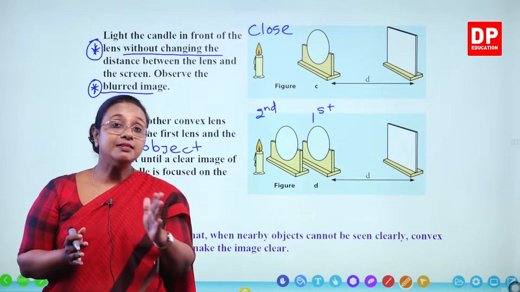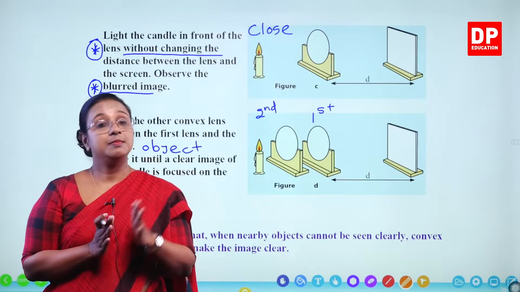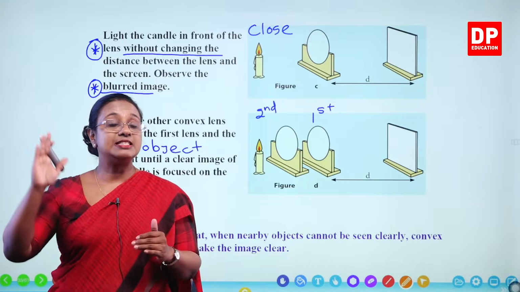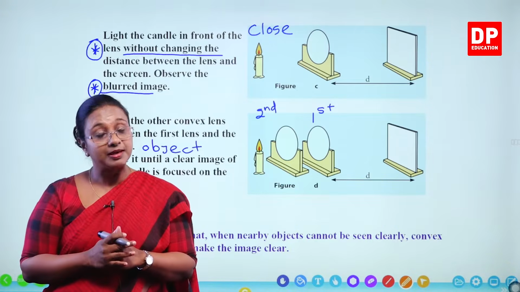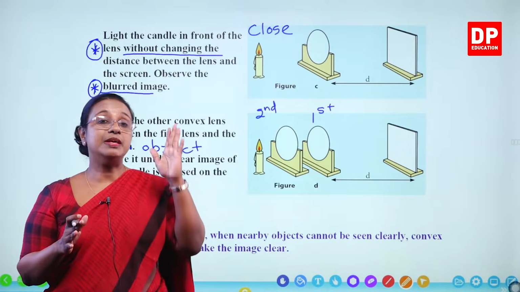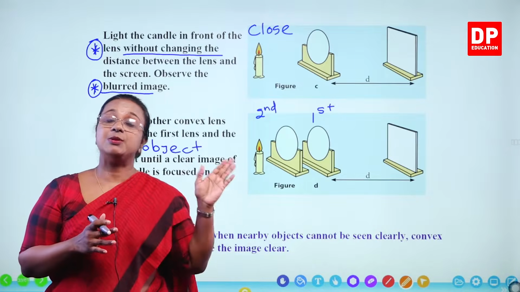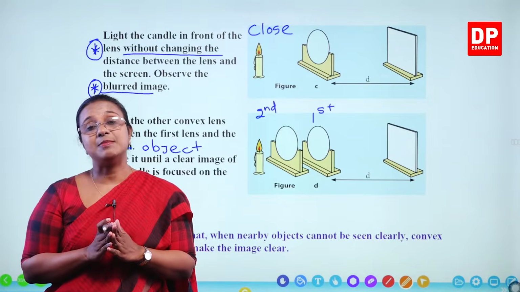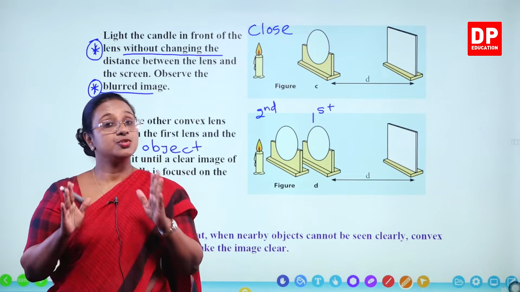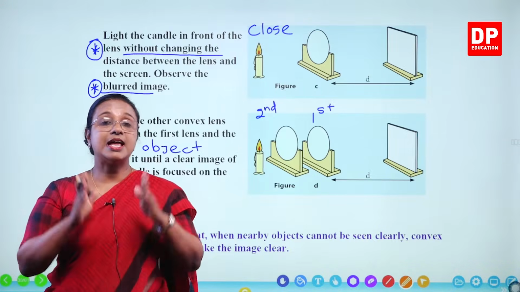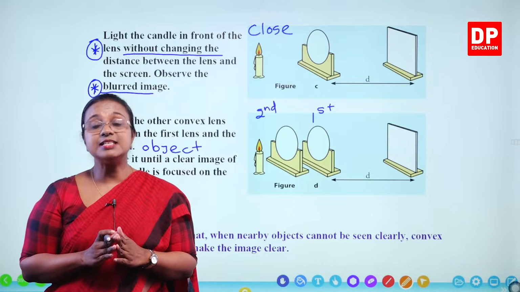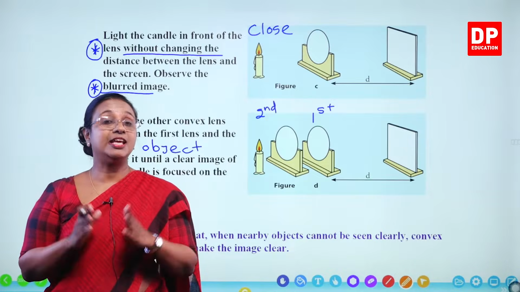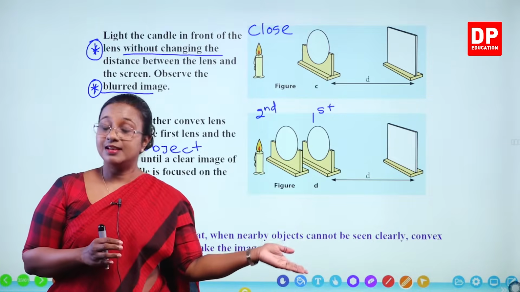Then you can bring the candle closer, because we are going to observe the close object. And then you will notice that the image will be blurred. So what do we do? We place the second lens between the candle and the first lens. Then you will be able to get a clear image. So you will be able to understand how the long sight is corrected. So now that you have understood the activity, we will do this in the lab.